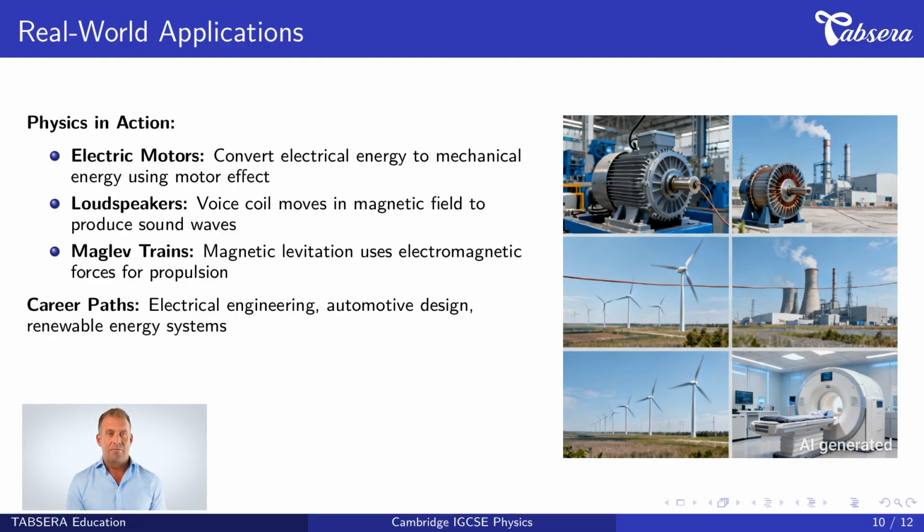In loudspeakers, a voice coil carrying audio current sits in a permanent magnetic field. The varying current creates varying forces that move the speaker cone, producing sound waves that match the electrical signal. In magnetic levitation trains, electromagnetic forces lift and propel the train without physical contact, reducing friction and enabling high speeds.